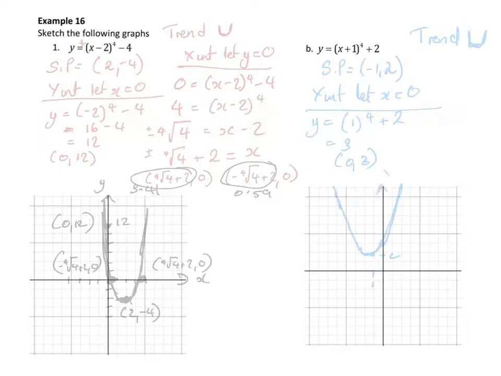Okay, that's y, that's x, -1, 2, because that's our stationary point there. This is the point 0, 3. And there is our graph of that quartic.